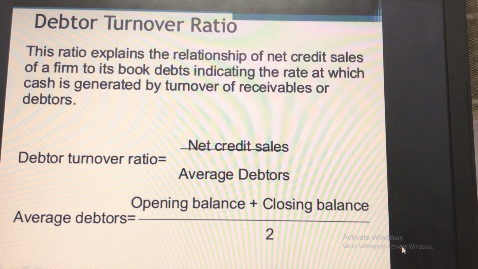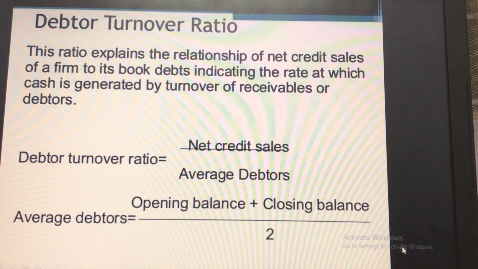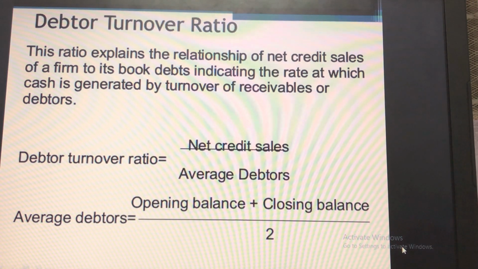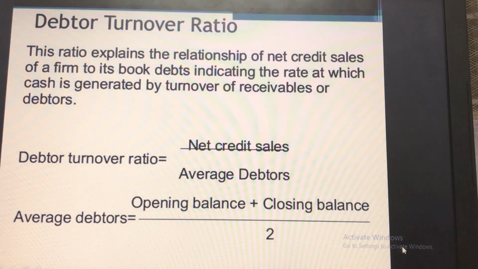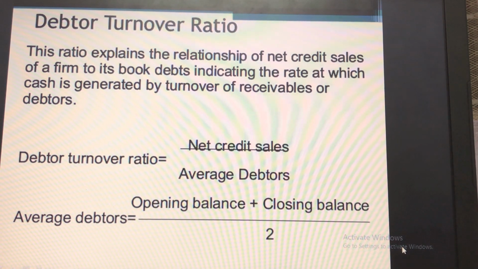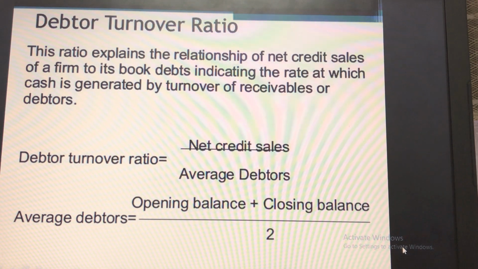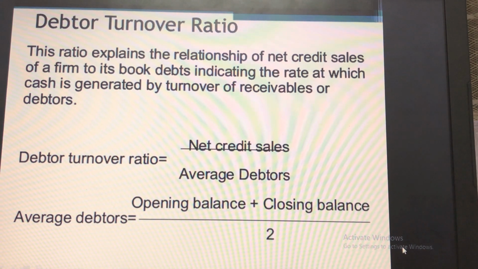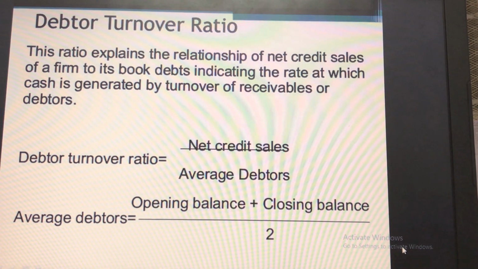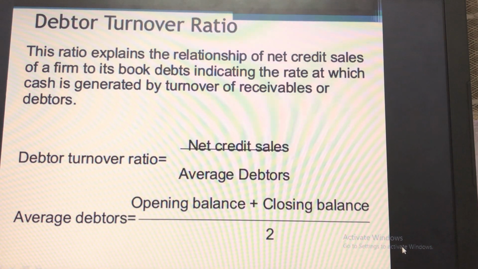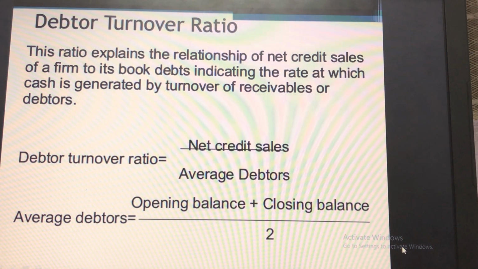Debtors turnover ratio. This ratio explains the relationship of net credit sales of a firm to its book debts, indicating the rate at which cash is generated by turnover of receivables or debtors. Debtors turnover ratio is equal to net credit sales divided by average debtors. Net credit sales is equal to total sales minus credit sales. Average debtors is equal to opening balance plus closing balance divided by 2.